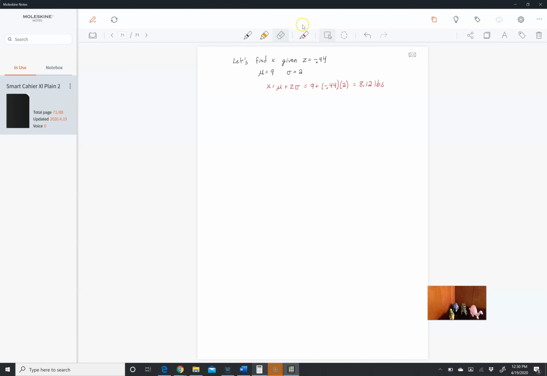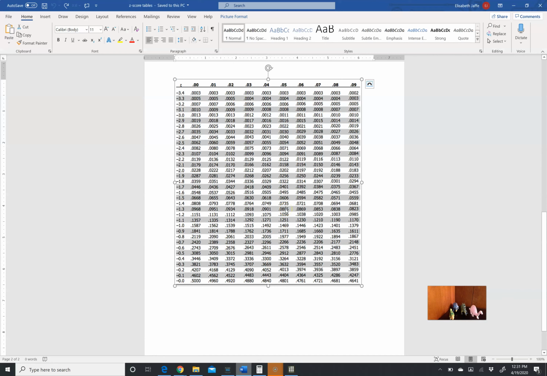And again, this is in pounds. So this is saying if you go to your z-score table, whatever number there is the percent that's less than 8.12 pounds. So if we look for negative 0.44, it's around here, and that's saying that about 33% of the cats weigh less than 8.12 pounds. Okay.